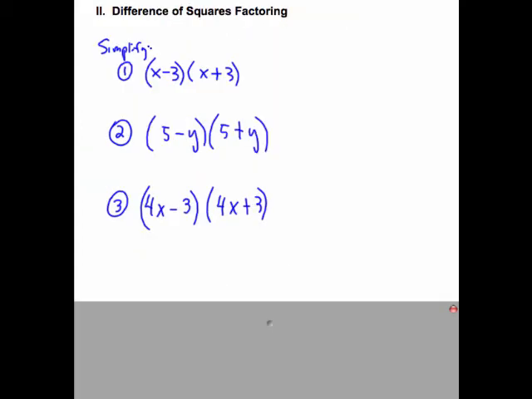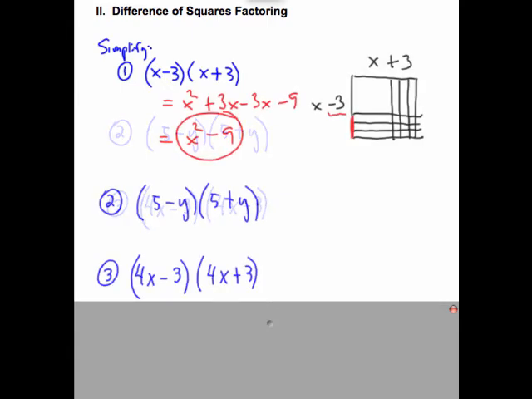The second type of factoring related to squares is called difference of squares. So again, I'd like you just to take a moment to shut off the video, multiply these three binomials out, and see what you get and see if you notice any patterns.